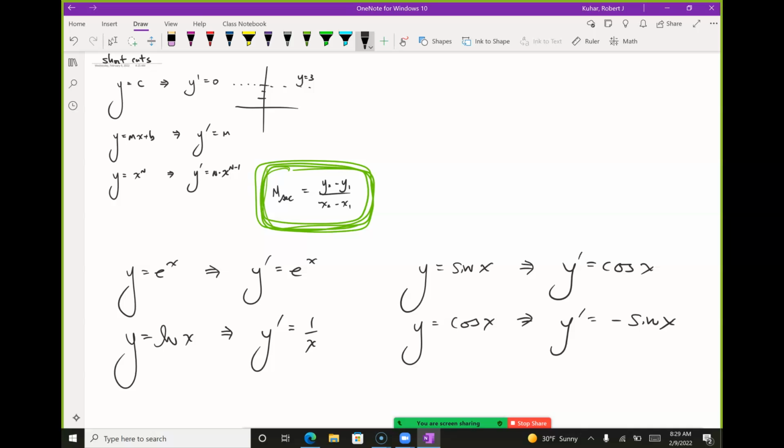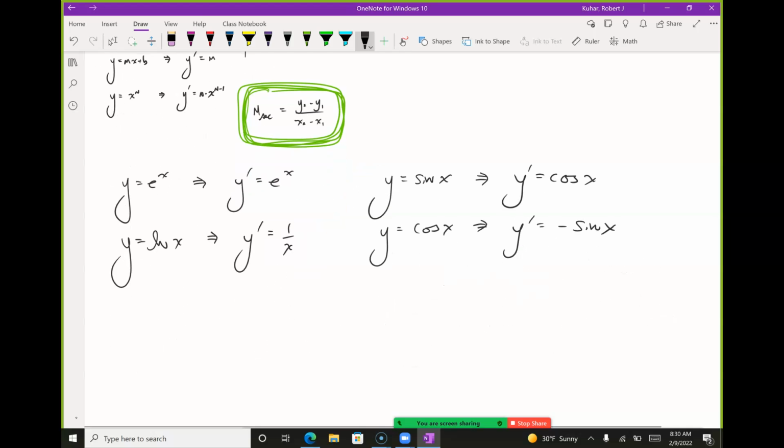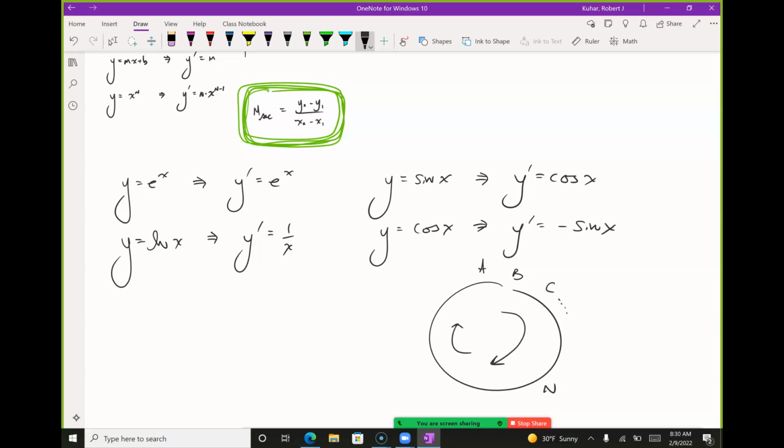I've got a nice little shortcut to memorize this one. I'm going to draw a circle with an arrow going clockwise. And I put the alphabet on it. So A, B, C, all the way H, I, J, K, L, M, N, O, P, Q, R, S, right? So you can see me writing the alphabet around the circle.